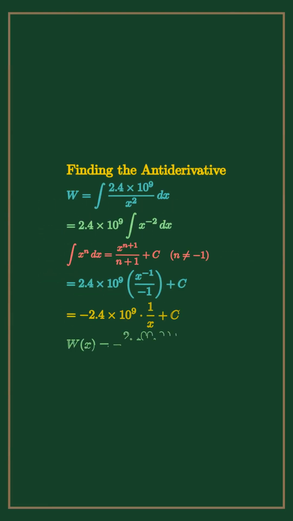To find the antiderivative, rewrite 2.4 billion over x squared as 2.4 billion times x to the negative 2. The antiderivative is negative 2.4 billion times x to the negative 1, or negative 2.4 billion over x.